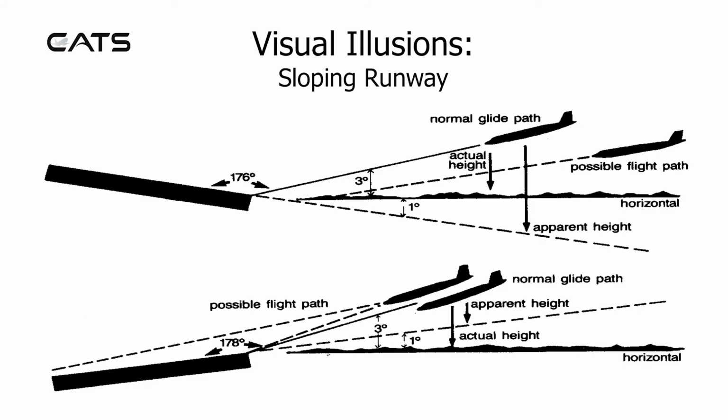In this image, the runway is sloping. In the top half, the runway is sloping upwards, and the pilot, looking down the length of the runway, gets the impression that he's higher than normal and may therefore undershoot. If the runway is sloping downwards, the converse may happen and the pilot may overshoot.